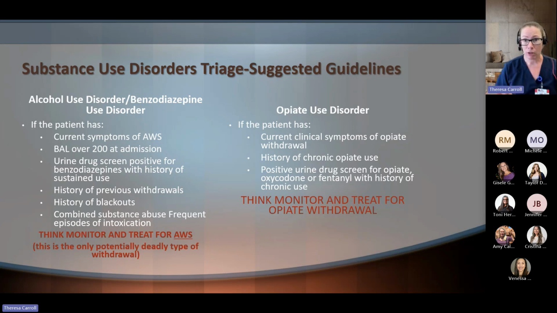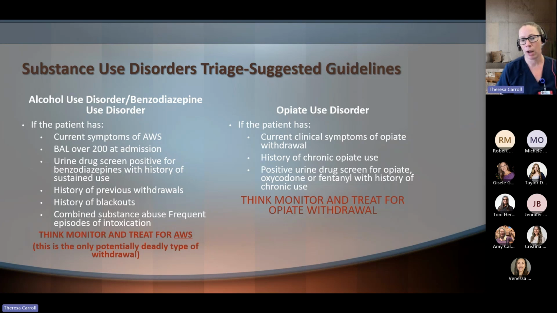So if any of those are setting off red flags for you, then you think, okay, I need to monitor, which means if I don't have CIWA ordered already, let's make sure it gets there. And I want to make sure that I'm thinking ahead of time about treatment for alcohol withdrawal. Because again, this is the one that's potentially the most deadly if we miss it. If we've ruled this out, we're not concerned.